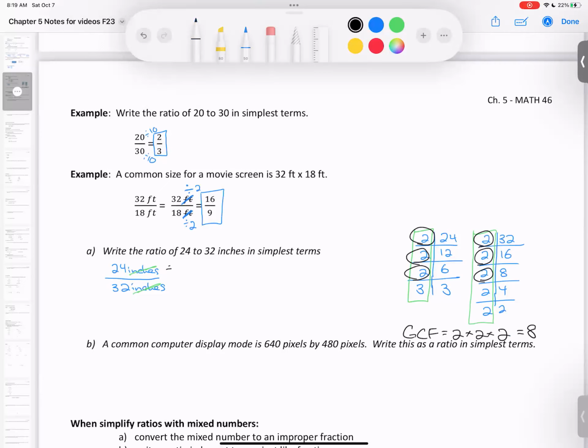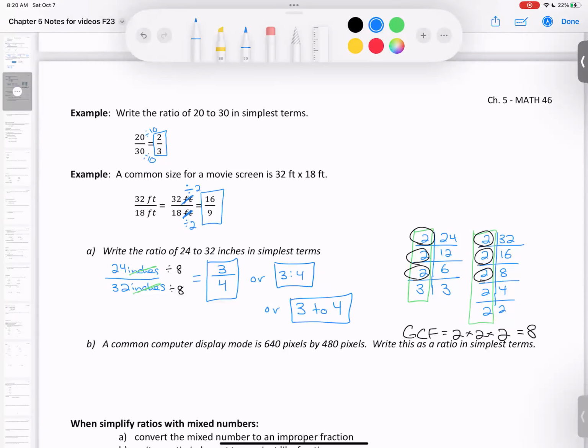So we're going to divide the top and bottom number by 8. If you prefer, you can just keep on dividing it down by 2 and you'll get the same answer. The nice thing about GCF is you know you've got it in simplest form. So we've got 24 divided by 8 gives us 3. 32 divided by 8 gives us 4. So this ratio then in simplest form is 3 over 4. Or we could write it like this, or we could write it like this.